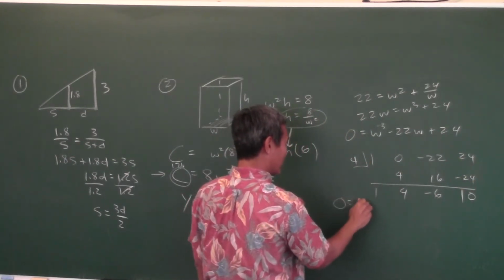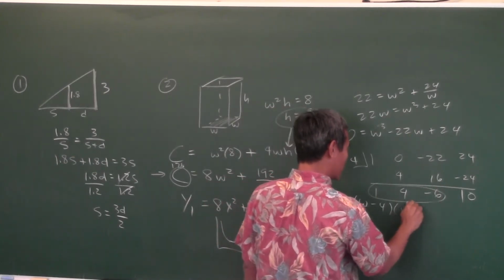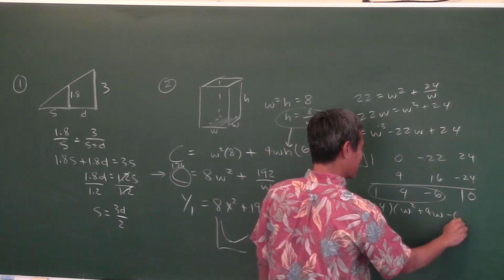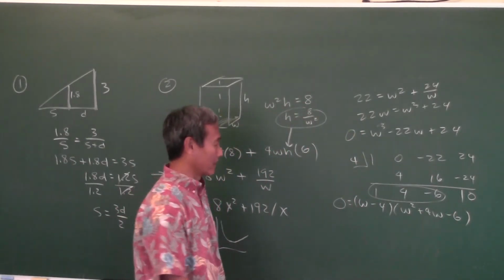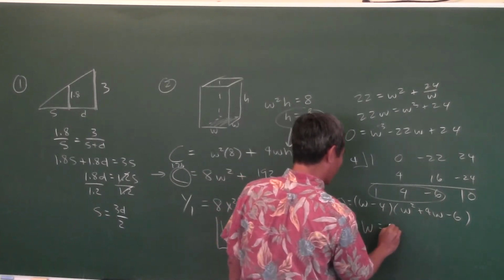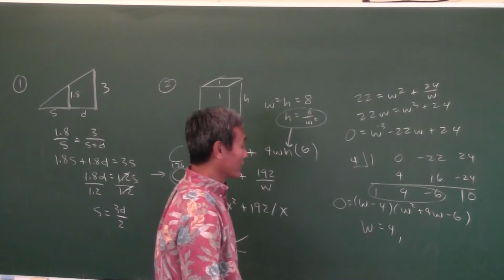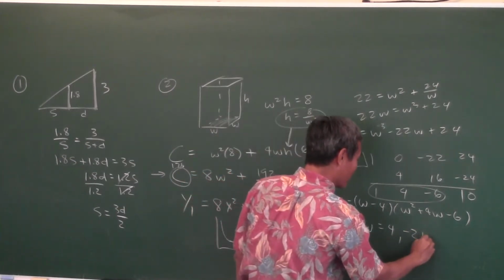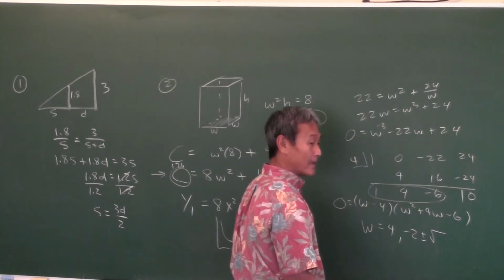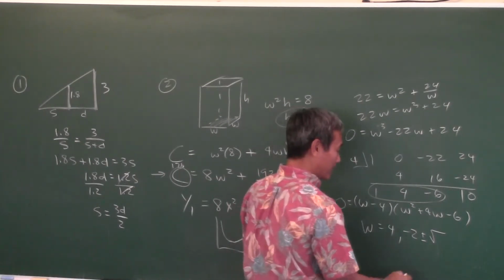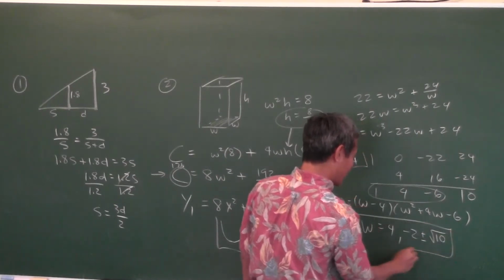So you got 0 equals W minus 4 times, and then you look at that, that's W squared plus 4W minus 6. You guys can take it from there, right? I don't know. So W equals 4, and then this doesn't factor, so you got to use the quadratic formula. So you're going to have negative 2 plus or minus the square root of, Mason? Redeem yourself. 10. Okay, good. Box step, that's the answer.